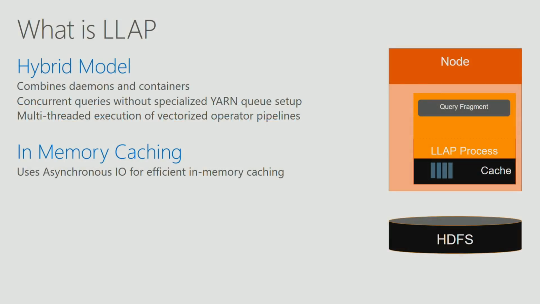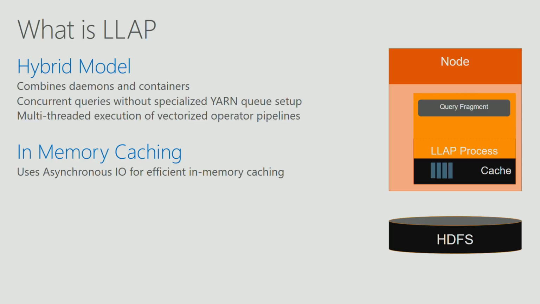So what is LLAP? That requires a presentation of its own. In like three sentences, LLAP is a new hybrid model which combines both daemons and containers in the same cluster. What this does is, in the daemons, it can store data and can be cached. So when you run your first query, it just runs it using Tez the regular way in the container model, but it stores all the data it touched in these daemons.